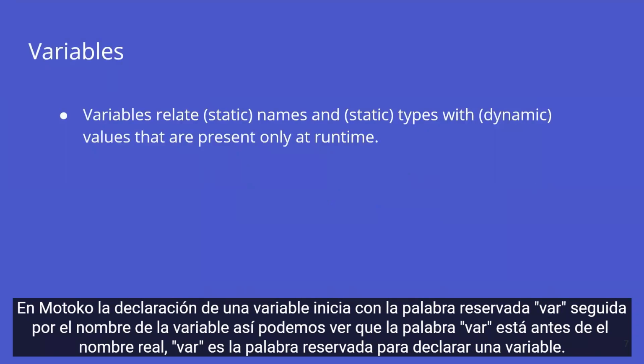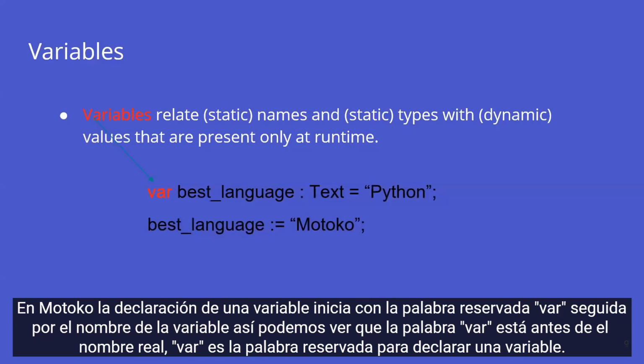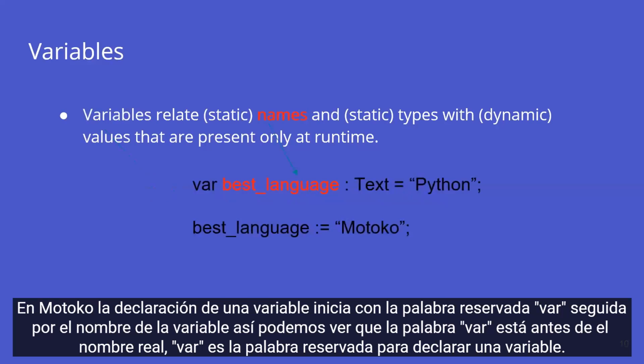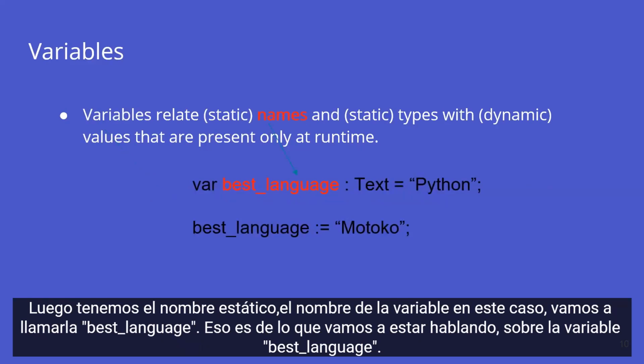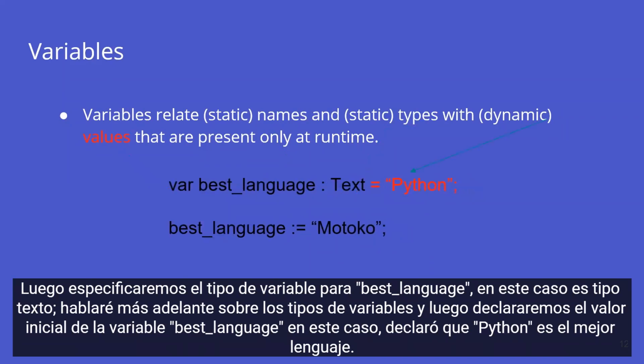In Motoko, the var reserved word starts off the declaration, followed by the name. So we can see var for variable, and it's just before the actual name. So var is the reserved word to declare a variable. Then we have the static name, the name of the variable. In this case, we're going to call it best language. And that's what we're going to be talking about, the best language that there is. And then we specify what type of variable best language is. In this case, it's type text. And I'll talk more about types a little bit later. And then we declare the actual initial value of the best language variable. In this case, I'm declaring that Python is the best language.